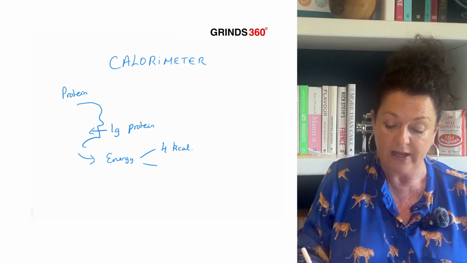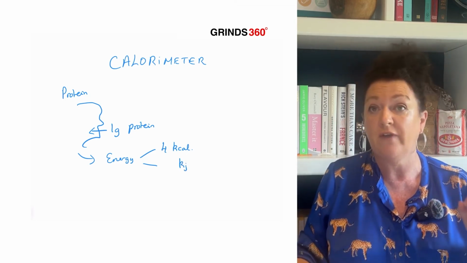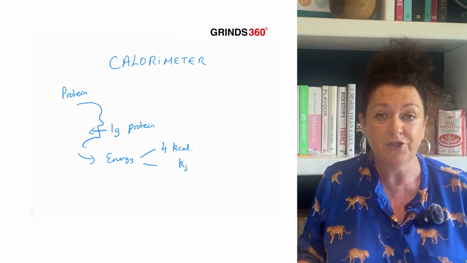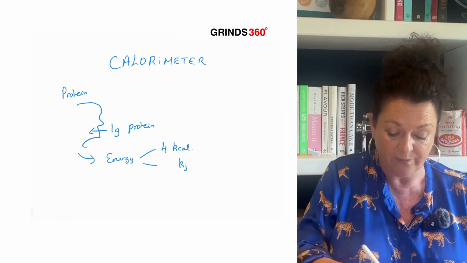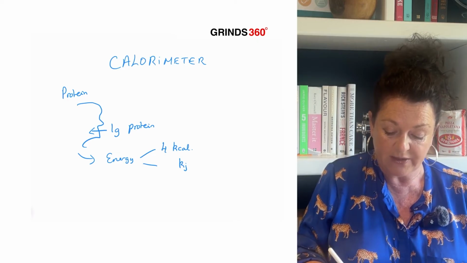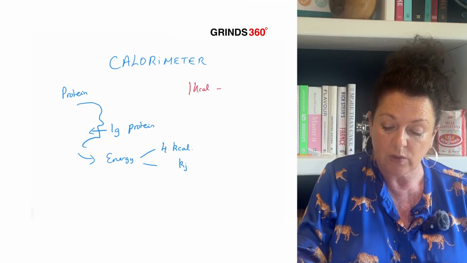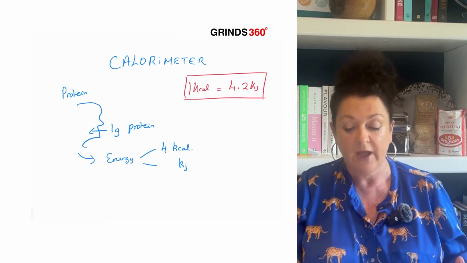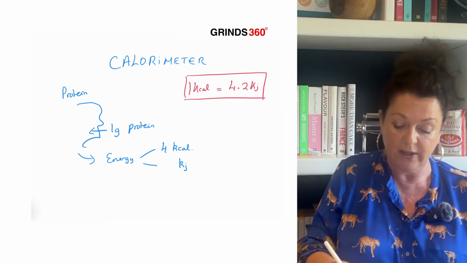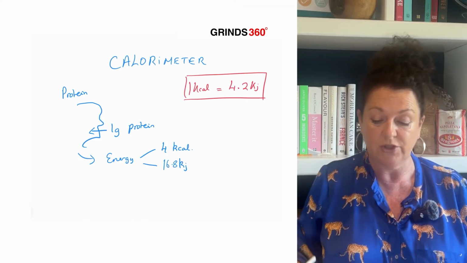Then we have kilojoules. Now kilojoule is the smallest unit of energy that the energy released from food can be measured in. And we'll just make a note here at the top that we're looking at 1 kilocalorie equals 4.2 kilojoules. So you can do quick math there. 4 kilocalories, we're looking at 16.8 kilojoules.